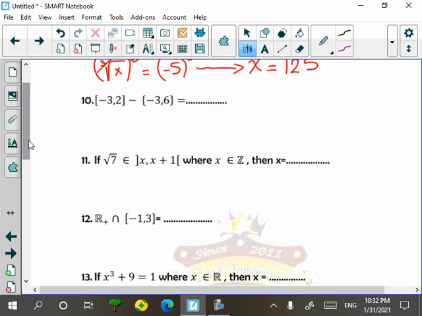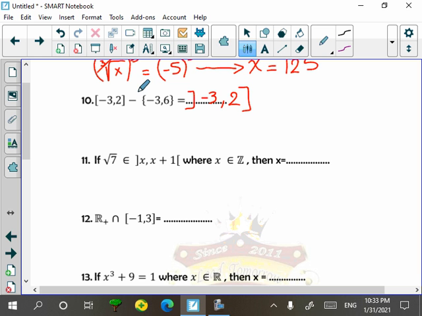Number 10, the closed interval from negative 3 to 2, difference the brackets of negative 3 and 6, then the answer will be negative 3 until 2, but negative 3 will be open and 2 will be closed.